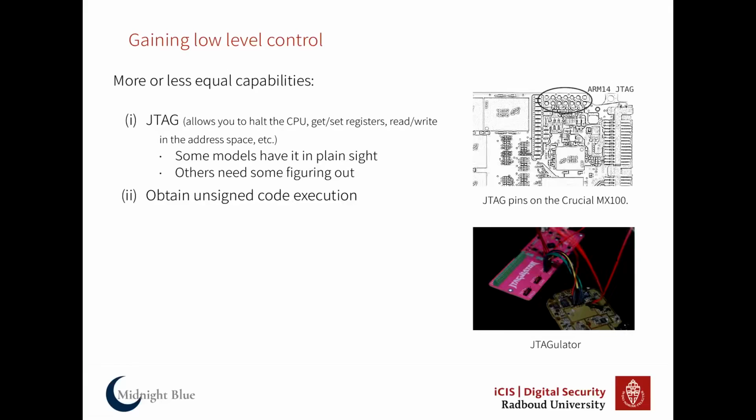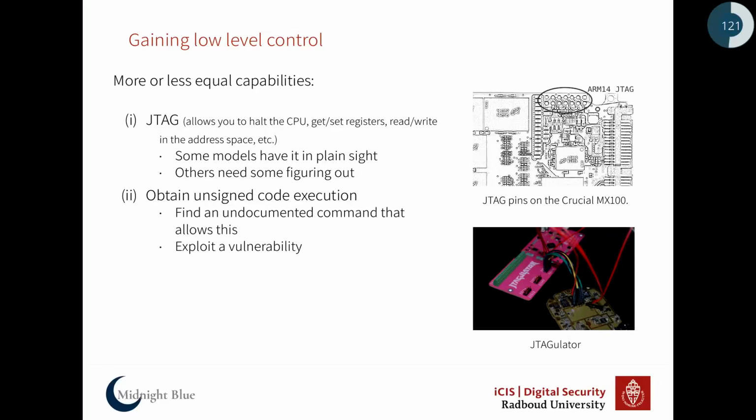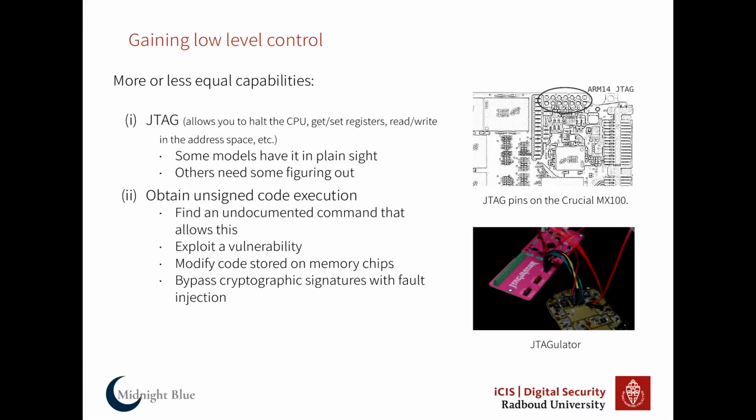Then you need some code execution to be achieved. So how do you do that? Well, some vendors have undocumented commands that allow this. Some have vulnerabilities in their firmware, but it's kind of a chicken and egg problem, because if you don't have the firmware image, then you can't find these, obviously. Some have code stored in memory chips, like the firmware image itself stored in some memory chip that you may modify with external equipment. Or if you want to go really hardcore, you can bypass cryptographic signature checks with fault injection, for example.